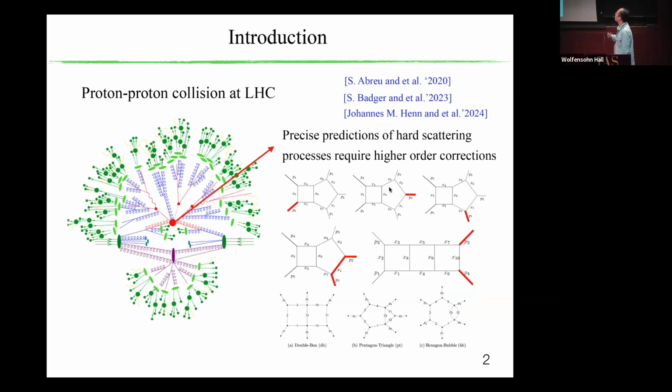So in order to improve the theoretical prediction, we can first resum the soft and collinear emissions, and on the other hand, we can also compute the higher order corrections of the hard scattering. And so far, we managed to compute, for example, two-loop 5-point integrals, and also three-loop 4-point functions, and also two-loop 6-point integrals. They are all quite complicated with multiple scales.